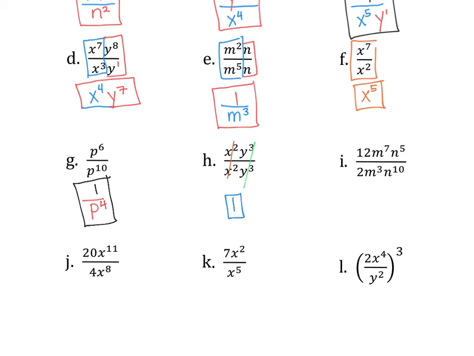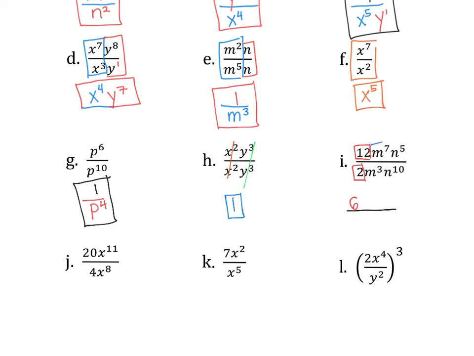Okay, for I, I'm adding some coefficients. So first I have these numbers in the front. Those are normal numbers. They don't have exponents. There's nothing weird. So I'm just going to divide them like a normal division problem. Do keep in mind where the bigger number is. 12 is bigger and it's at the top, so my answer is going to go at the top. 12 divided by 2 is 6. So I'm going to put a 6 at the top.